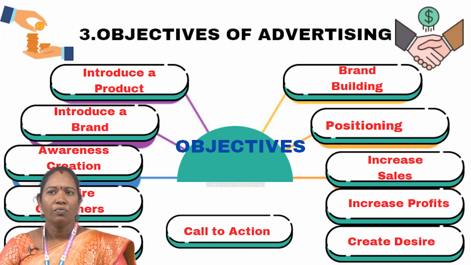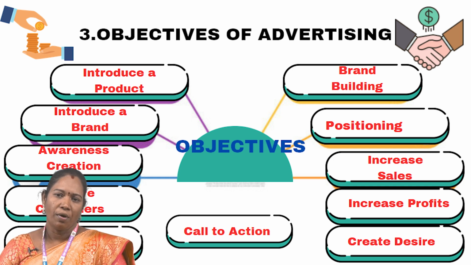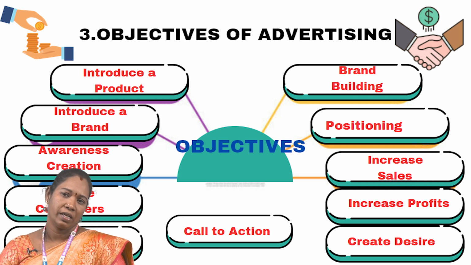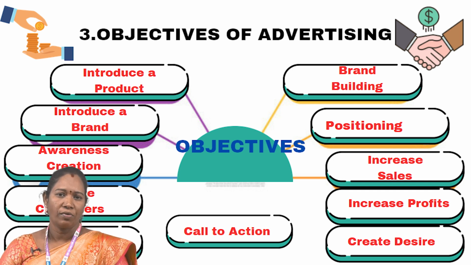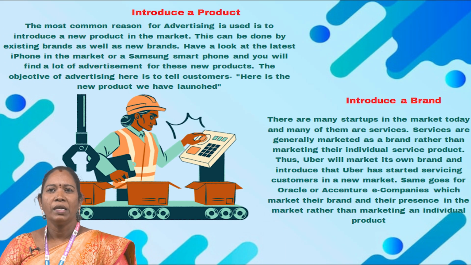Next, we see the objectives of advertising. These are the important objectives of advertising: introduce a new product, second one is to introduce a new brand, awareness creation about the product or the services, acquire customers, differentiation, brand building, positioning, increase the sales and also increase the profits, and create desire and call for action. These are the objectives of advertising. First, we see introduce a new product. The most common reason for advertising is to introduce a new product in the market. This can be done by existing brands as well as new brands.